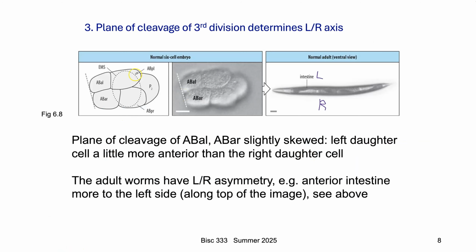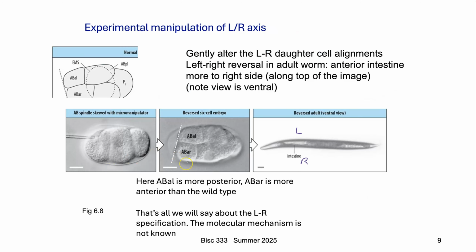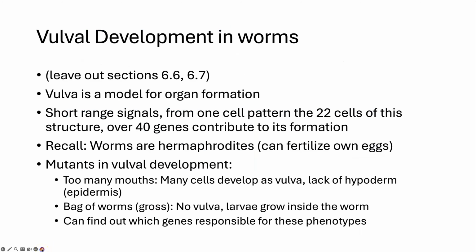Okay. And I think I'm going to leave out the left and right just for this prep, because it's not really that crucial. Just the idea that the plane of cleavage of the third division determines the left-right axis, and you can actually make some manipulations to that and cause the left-right to switch. I'll talk about it very briefly in the lecture, rather than go into a huge amount of detail, because I want to spend a little bit of time on the vulval development.